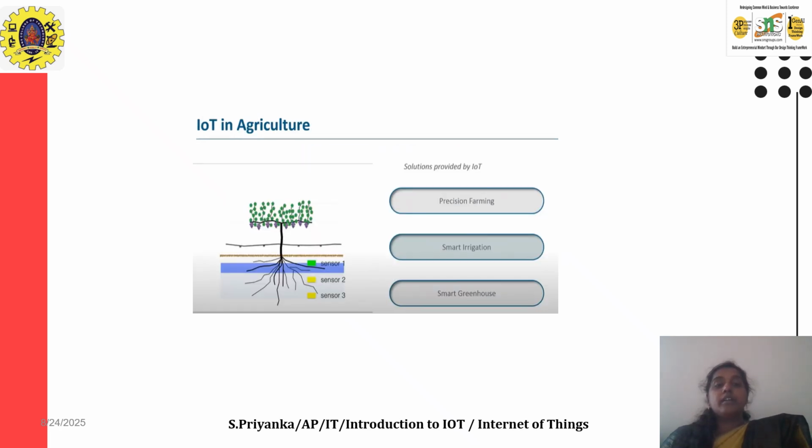Next, coming to agriculture. In agriculture, it mainly provides solutions such as precision farming, smart irrigation, and smart greenhouse. IoT helps and provides a solution in which a number of sensors will be used in the agriculture process. With the help of these, it will provide a proper solution.